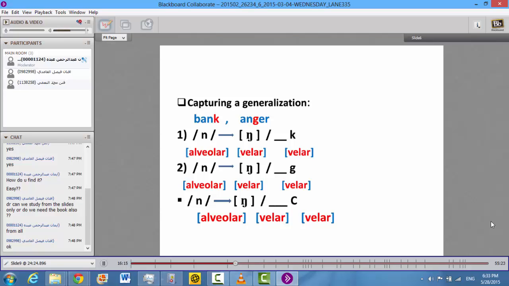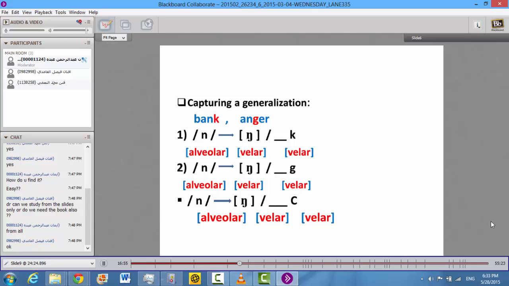Instead of writing 2 separate rules, one for the first word and one for the second, because this is followed by k and this is followed by g, and we have the same features, we can reduce them and write just one rule, which you have at the bottom. The alveolar n becomes ng, velar, when it is followed by a consonant that is velar. If you put C for consonant and then put the feature velar underneath, it means the consonant that is velar.